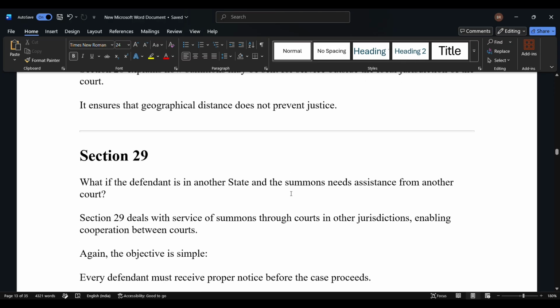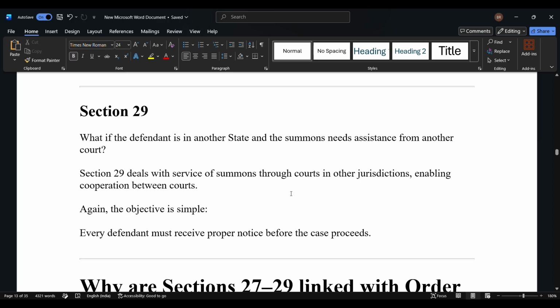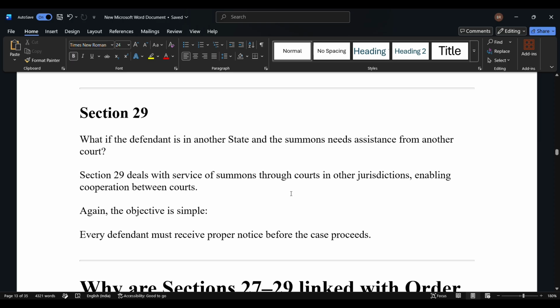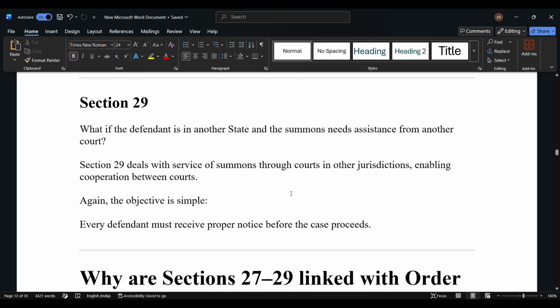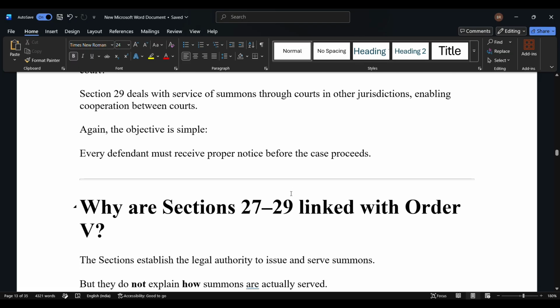Section 29. What if the defendant is in another state and the summons needs assistance from another court? Section 29 deals with service of summons through courts in other jurisdictions, enabling cooperation between courts. Again, the objective is simple. Every defendant must receive proper notice before the case proceeds.